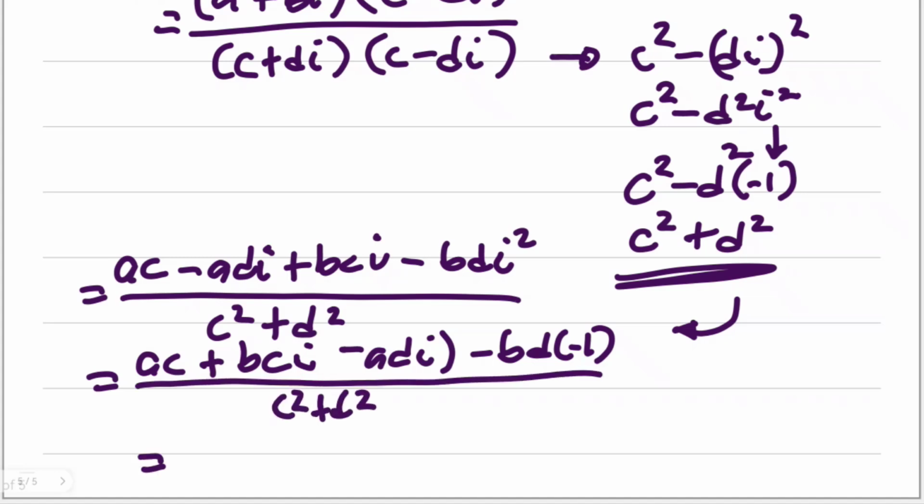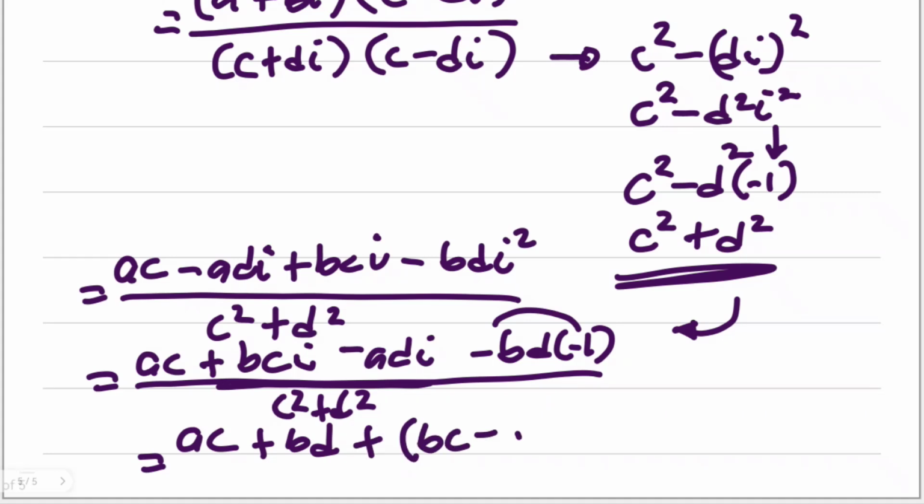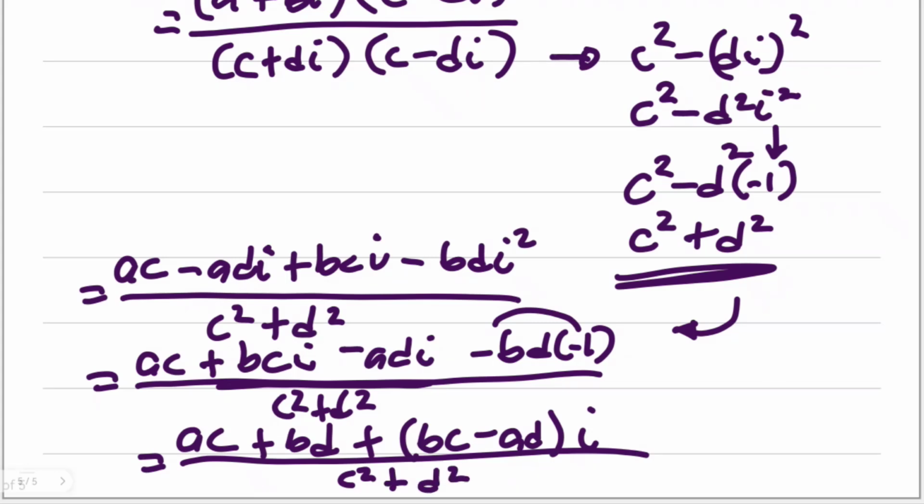So we have here ac, this becomes plus bd, and now this time we're going to factor out i for these two. So you will have plus (bc minus ad)i, all over c squared plus d squared. Or you can also group this if you would like to. And this is actually the result when we divide complex numbers.